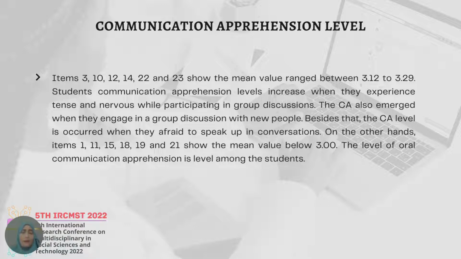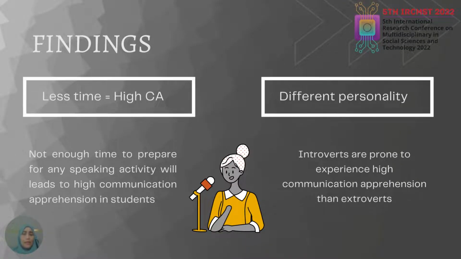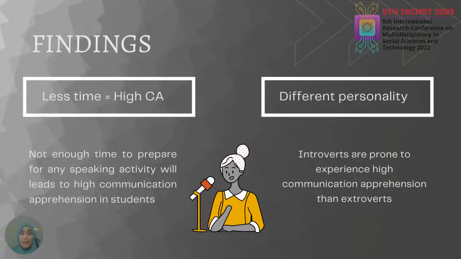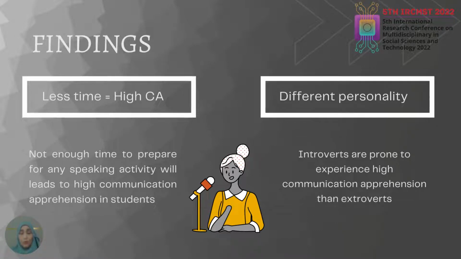On the other hand, items 1, 11, 15, 18, 19, and 21 show that the mean values are below 3. The level of oral communication apprehension is low among students. So based on the result in Table 1, there are 2 apparent findings that can be highlighted, which are less time equals high CA, and different personality among the students also contributes to a high communication apprehension level.